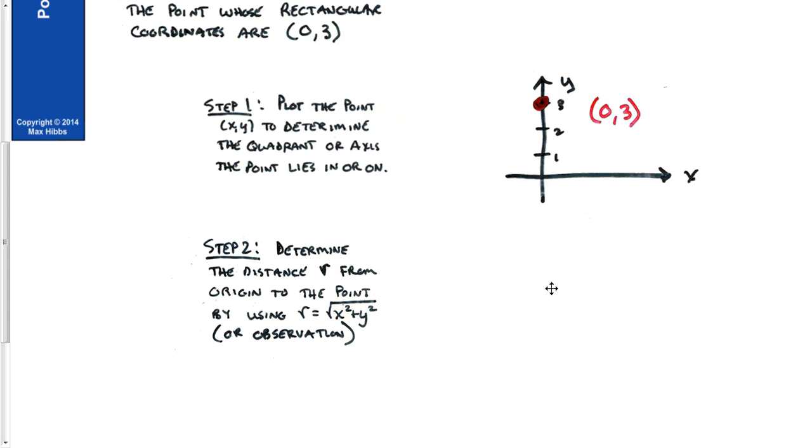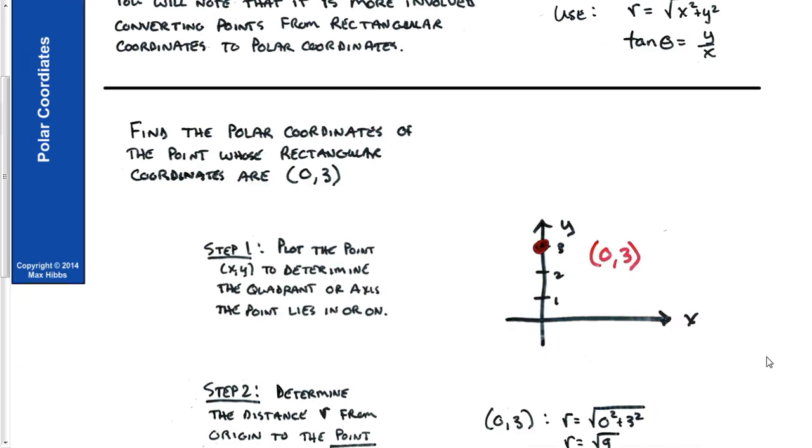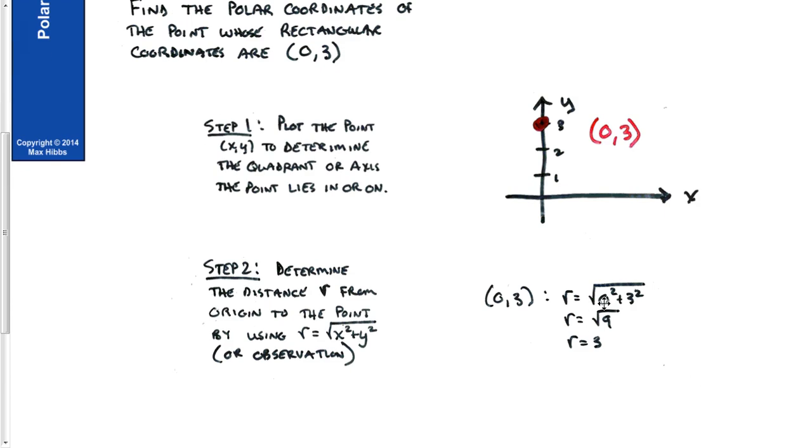So r is 3. If we use the formula above, r is equal to the square root of x squared plus y squared, then of course x is 0 and y is 3, so we get r is equal to the square root of 9, or r is equal to 3. But in this one case, we could have determined r was 3 just by observation. How far is it from the pole to the point? 3 units.